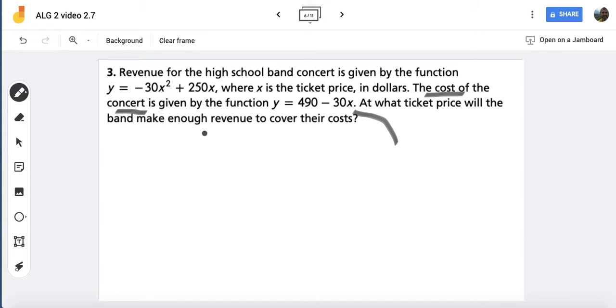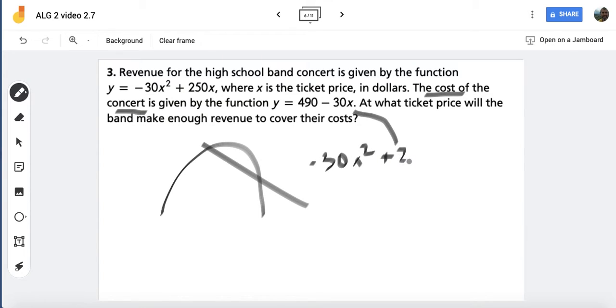Y equals negative 30x squared plus 250x would be a parabola that opens down because of the negative 30. And because they're asking what ticket price will the band make enough revenue to cover the cost, I assume this linear equation, which has negative 30 for a slope, somehow cuts through. But the good news is, you don't have to understand all that. You just have to apply what we've already learned recently about how to find the intersection between a linear and a quadratic function. I'd start off by setting them equal to each other because they both equal y. So I can just set these both equal to each other.